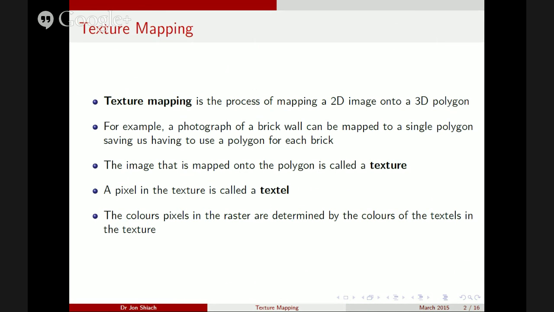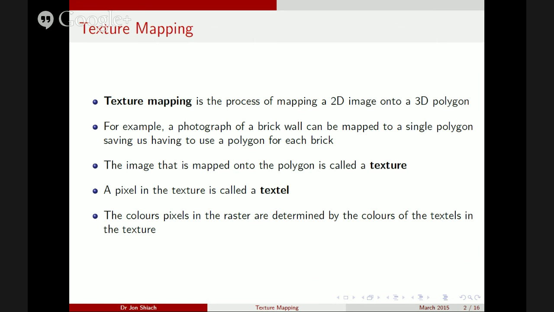Okay, so essentially, what is texture mapping? Well, it's a process of mapping a two-dimensional image onto a three-dimensional polygon. So we have polygons in our world space. You're quite used to that now with all the assignments you've done. So our world space is made up of polygons. A 2D image, let's say we've got a photograph. Let's say we take a photograph of something.